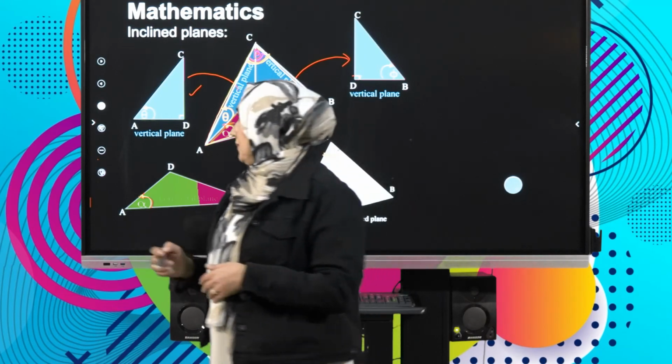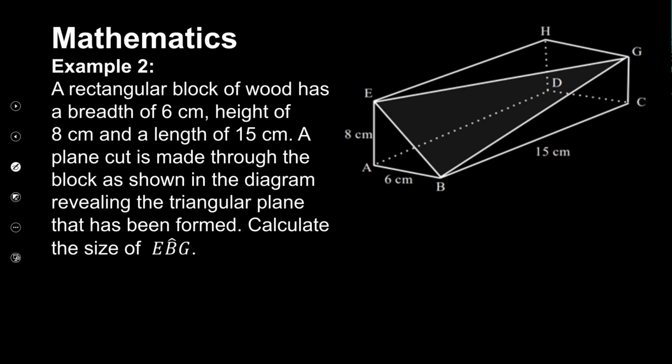Okay, let's continue. In this example, we've got a regular block of wood which has a breadth of 6 centimeters, a height of 8 centimeters, and a length of 15 centimeters. Okay, and a plane cut is made through the block as shown in the diagram, revealing the triangular plane that has been formed. So basically, we've chopped out this corner, and we're left with something like this. So we've got a block of wood that looks like that.